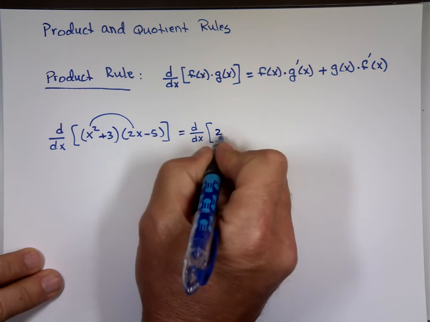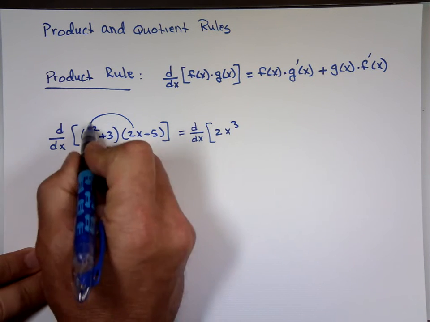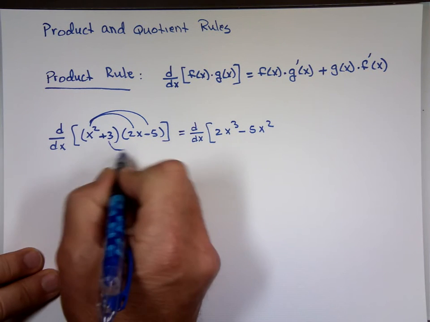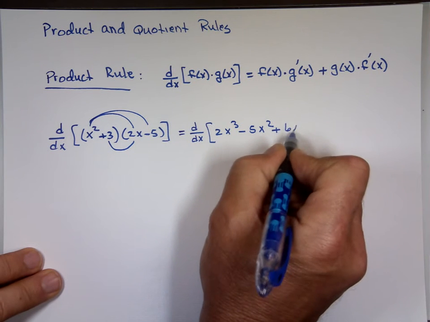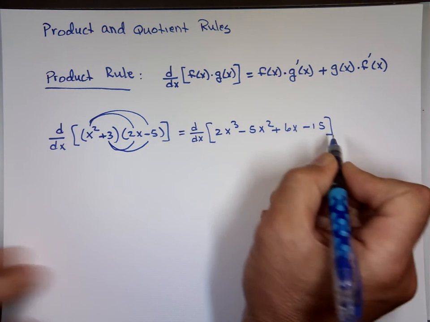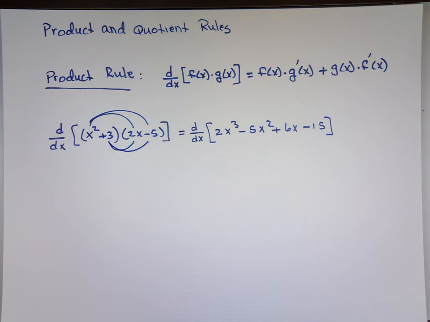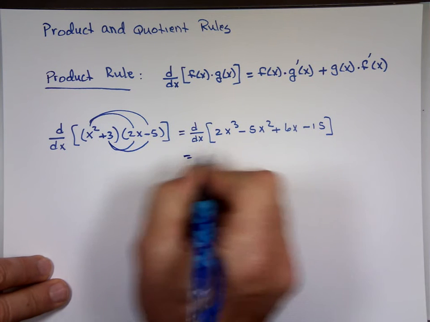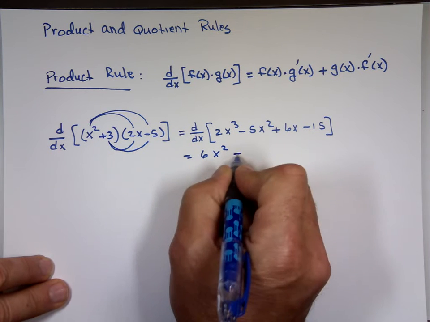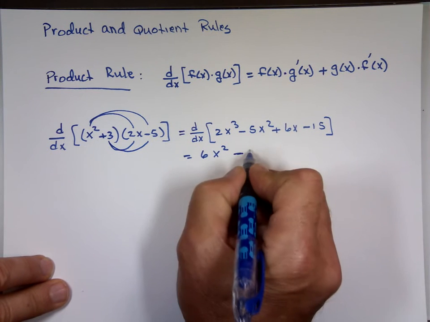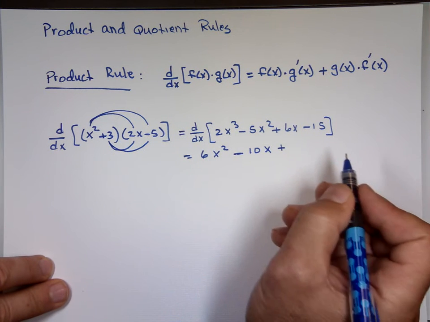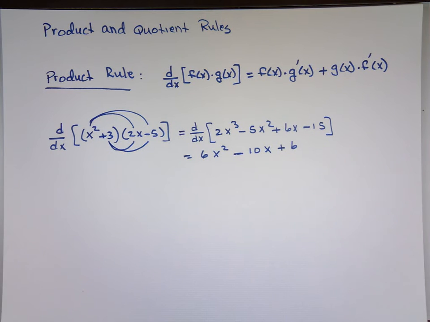What's that? 2x to the third, right? Negative 5x squared plus 6x minus what? The 15? And what's the derivative of that? 2 times 3? 6x squared. 5 times 2? 10x. What's the derivative of 6x? 6. That's the answer.